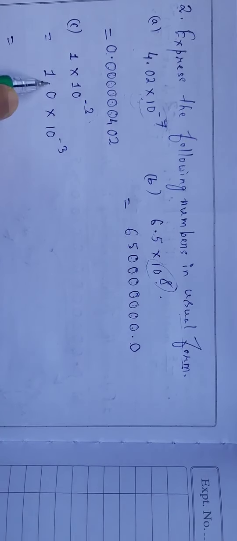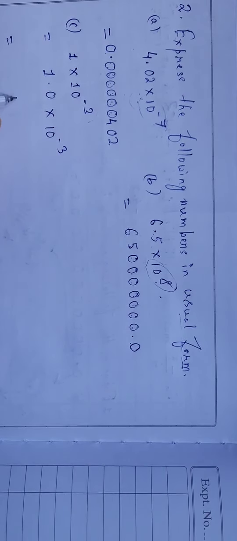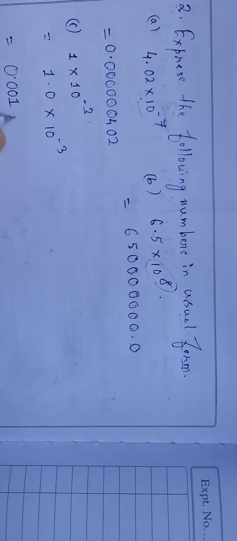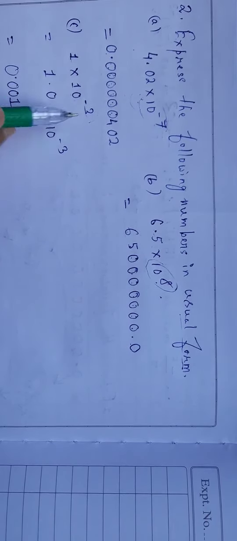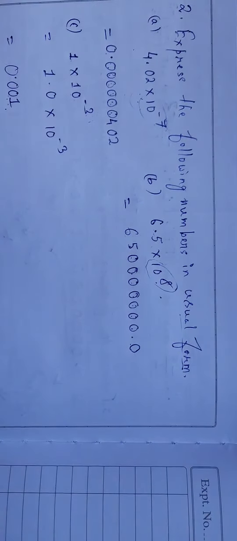Now I'll shift the decimal point to the left hand side 3 digits. That is, 1 digit is already there, so 1, then 2, and then 3, and then put a decimal point here with 0. So we have converted this standard form, 1 into 10 to the power minus 3, into the usual form, which is 0.001.